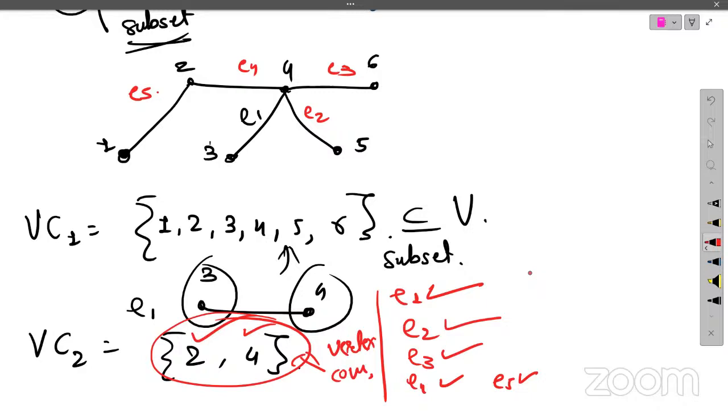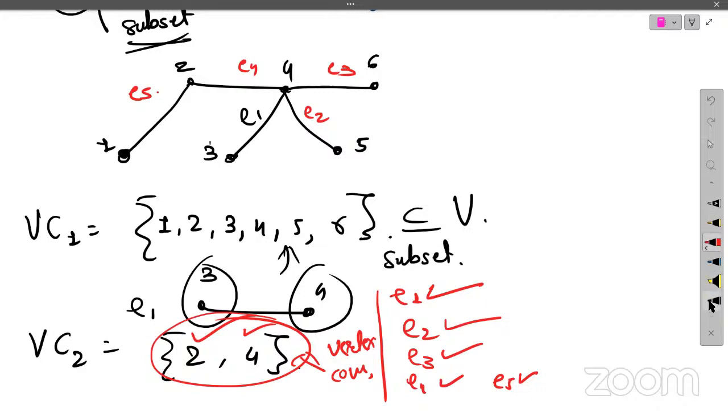Okay. So vertex cover means a subset of vertices which will cover all the edges. Covering all the edges means every edge has two endpoints, so one of the endpoints should belong to your subset. Then we are saying that it is covering all the edges.